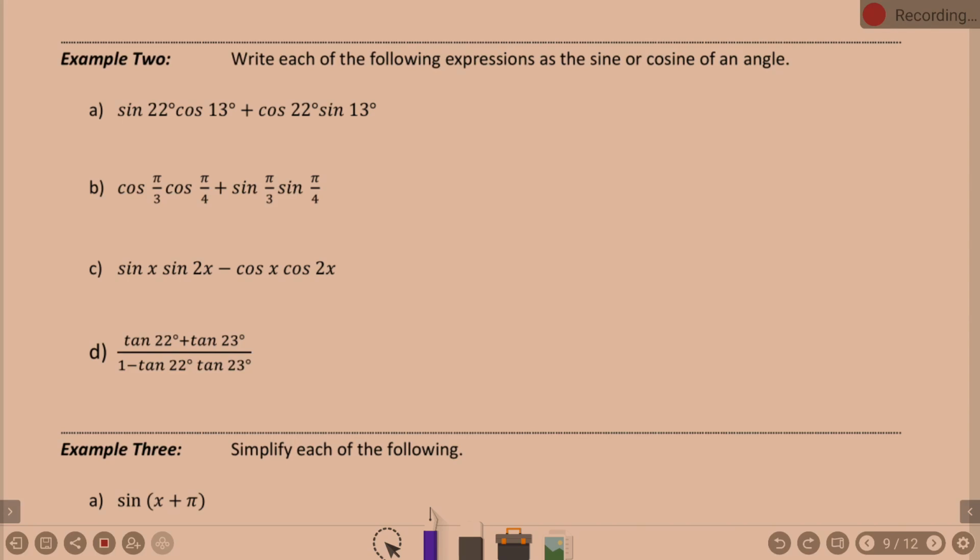Okay? So as you look at A, sine of 22 degrees, cosine of 13 degrees, plus cosine of 22 degrees, sine of 13 degrees. What do you notice here? What's that look like?